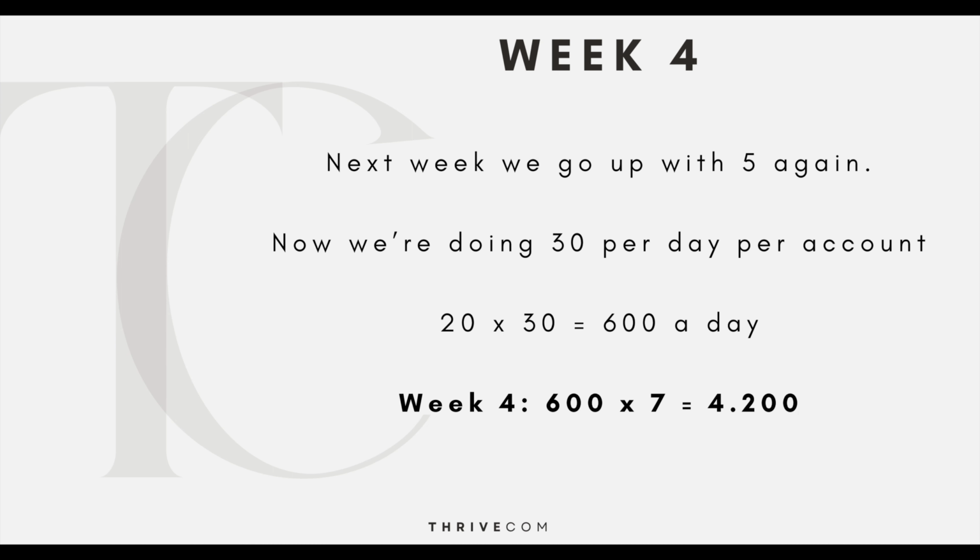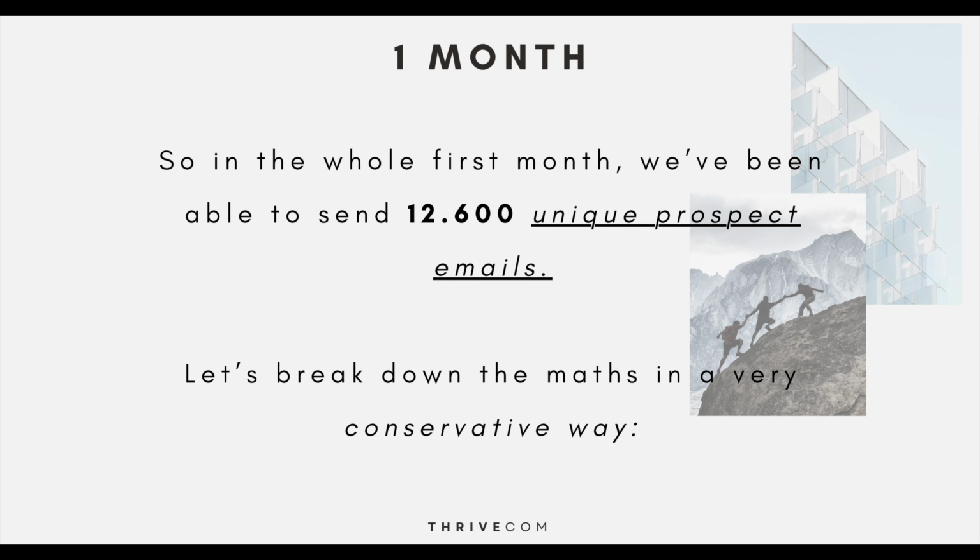So in week 4 we will go up with 5 again, and now we're doing 30 per day per account, and it makes 600 a day, which is 4,200 sent emails in a week. In the whole first month, we've been able to send 12,600 unique prospect emails. Now, let's break down the maths in a very conservative way.